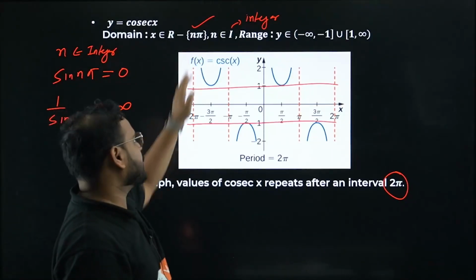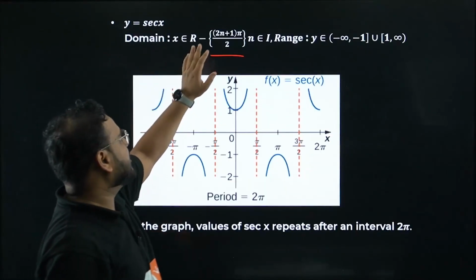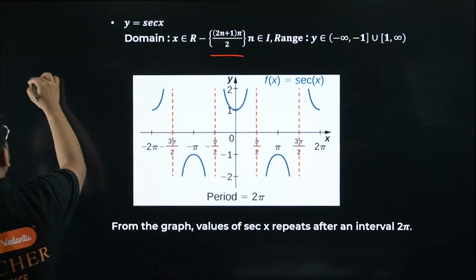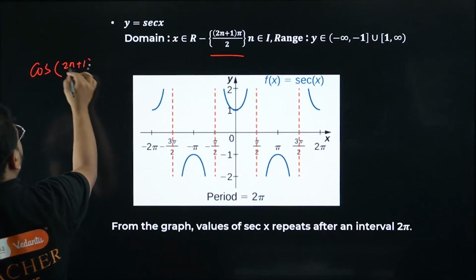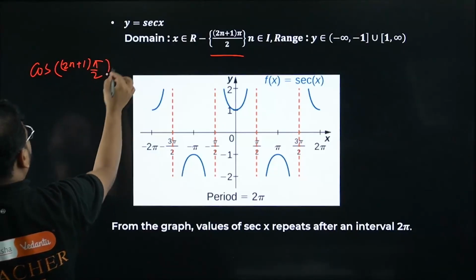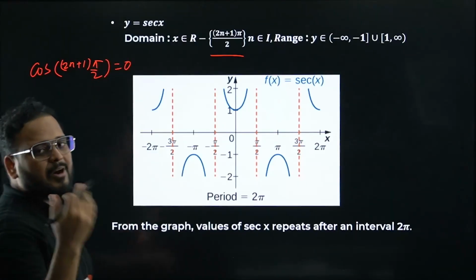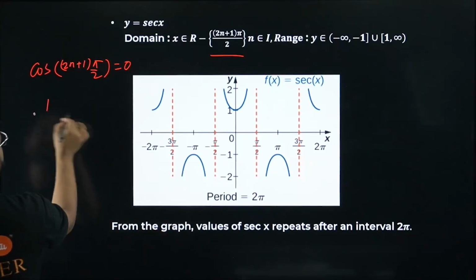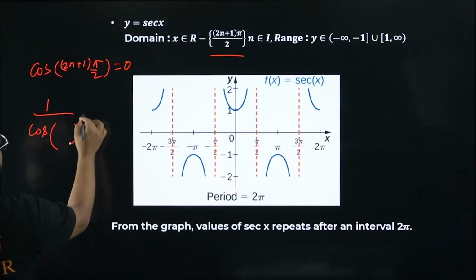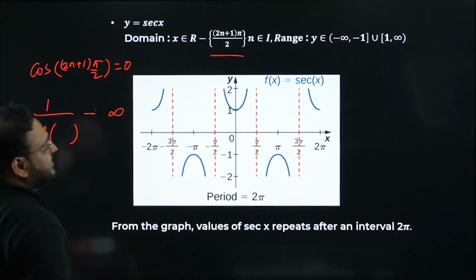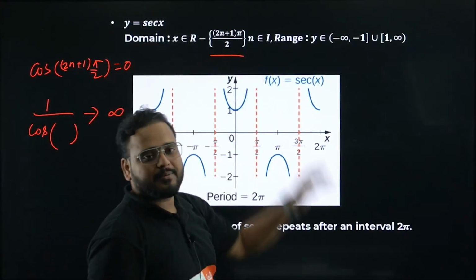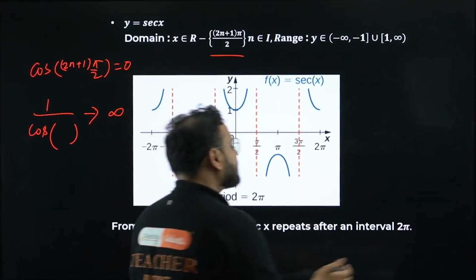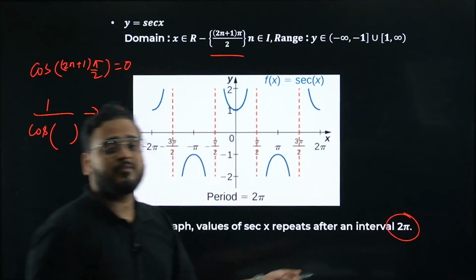You have taken that part out. Same goes in the case of sec. So your cos of (2n plus 1) pi by 2 is 0. Odd multiples of pi by 2, it is 0. Hence 1 by cos, same thing, will become undefined. That's why it is not part of the domain. I hope you're getting it. Again symmetric, with repetition in the interval of 2 pi.